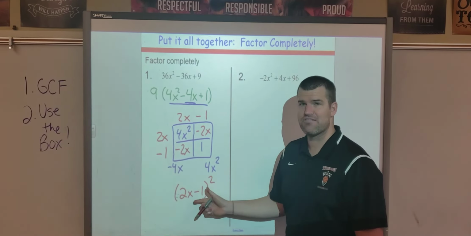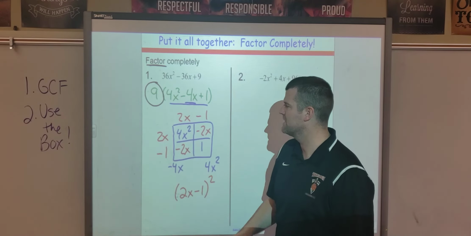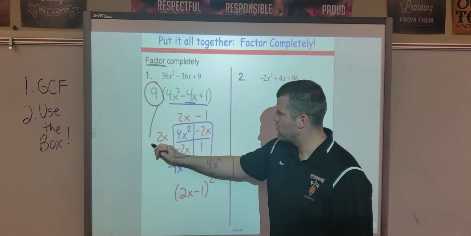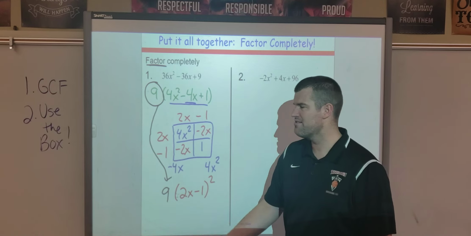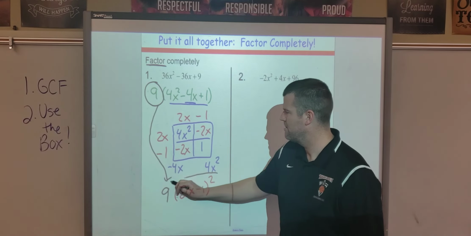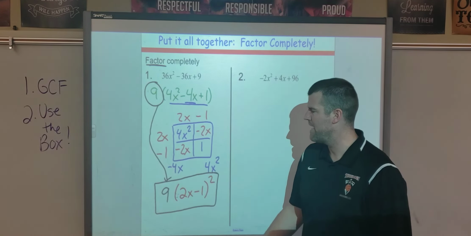So this GCF, this greatest common factor, is in fact one of our factors. It's one of the things that we're multiplying together. So we need to drop it on down and make sure we put that 9 out front, because it was one of our factors. So in the end, by factoring completely, we have a 9, and then we have 2x minus 1 times 2x minus 1.